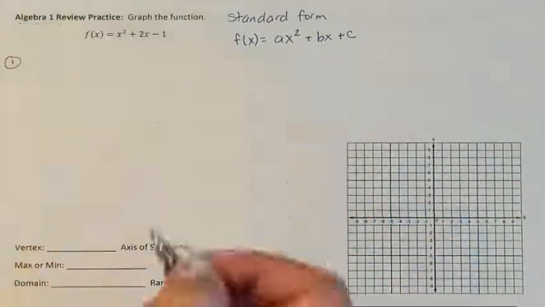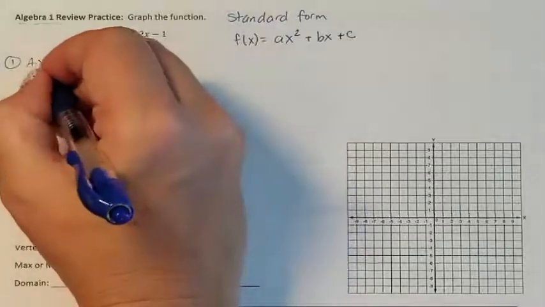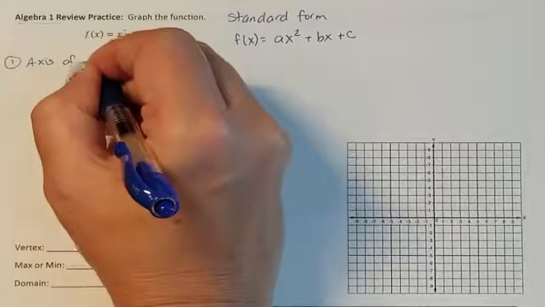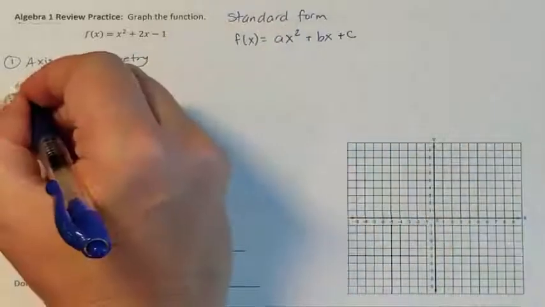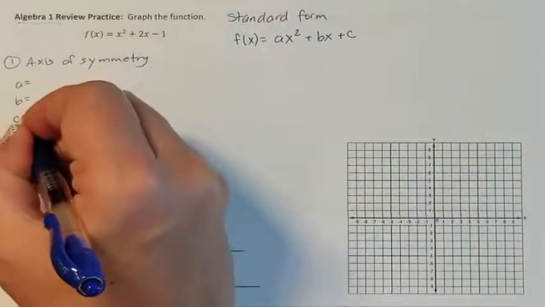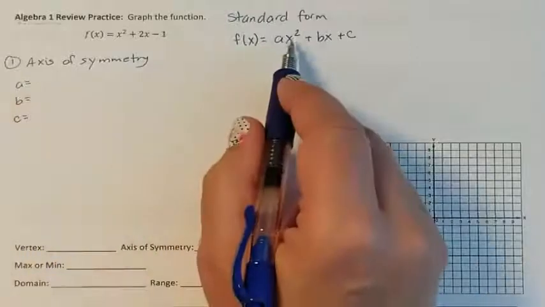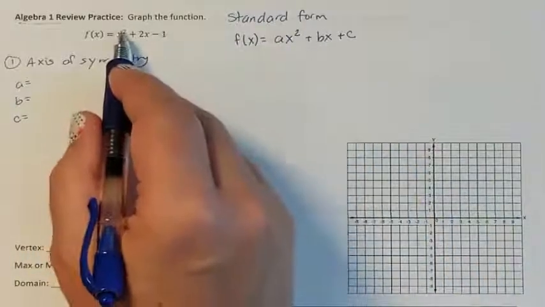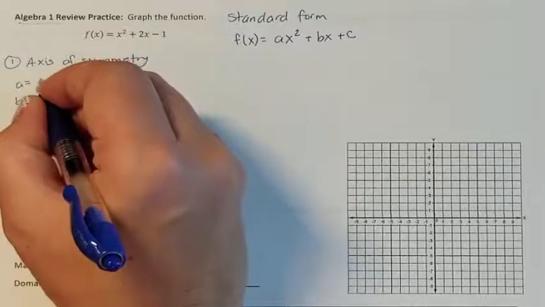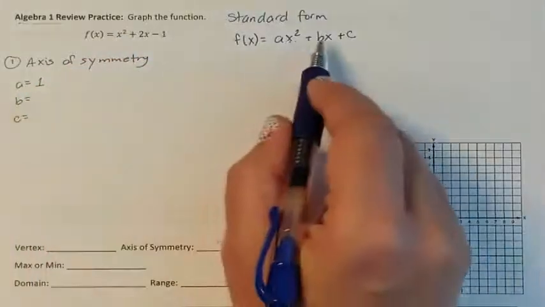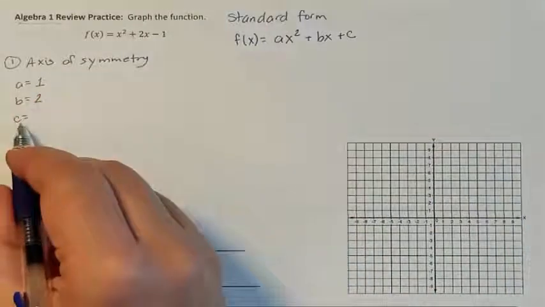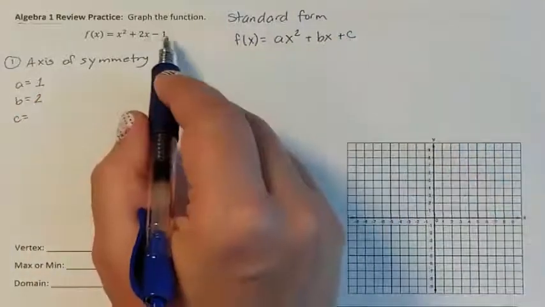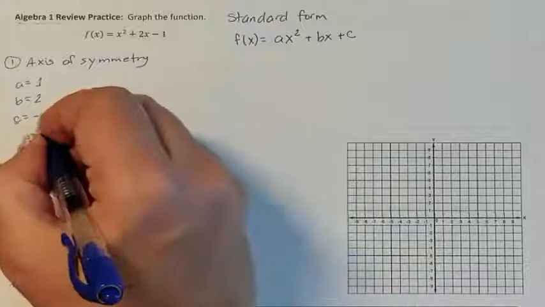So step 1 in Algebra 1 would have been to find the axis of symmetry. To find the axis of symmetry in standard form, you had to identify your ABCs. A is always the number stuck to the x squared, so my x squared is right here, then secret number ninja 1. My b is always the number stuck to the x. The b stuck to the x is a 2. And my c is the lonely number without any letter, so my c is a negative 1.